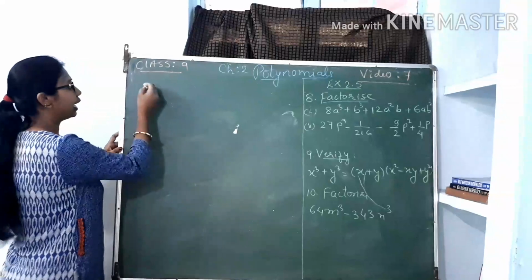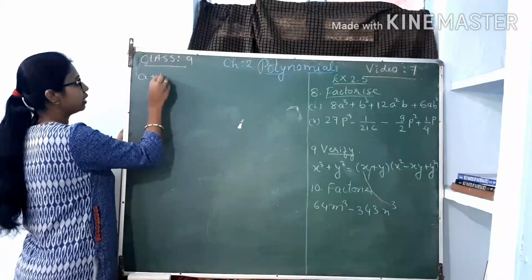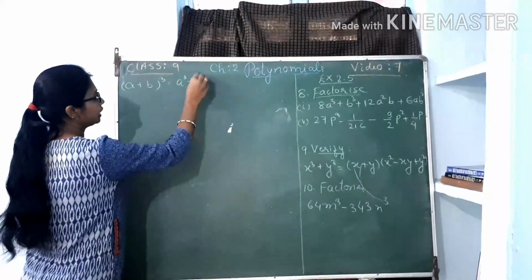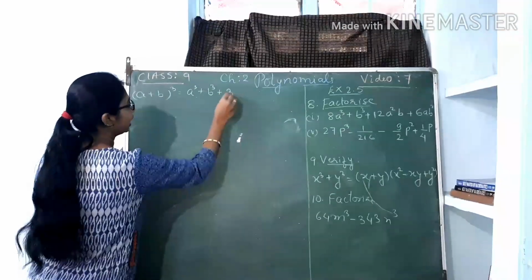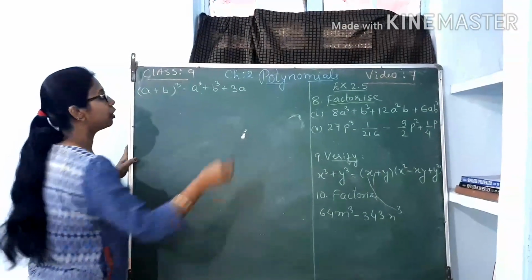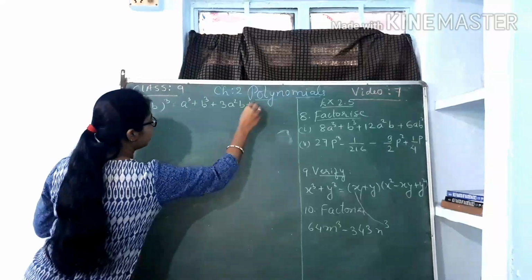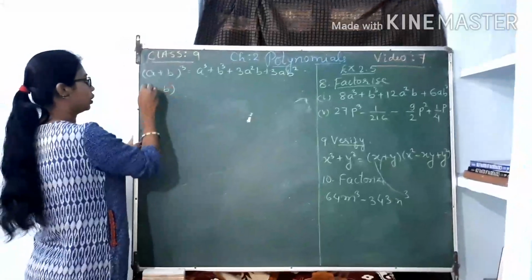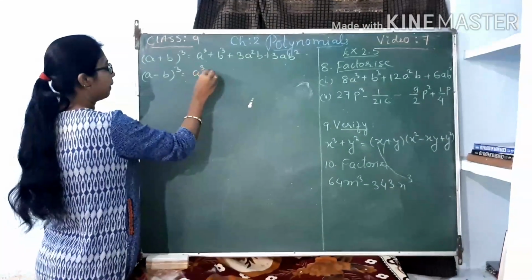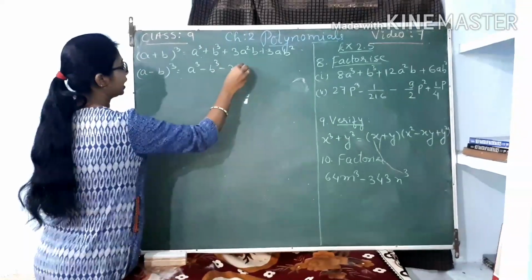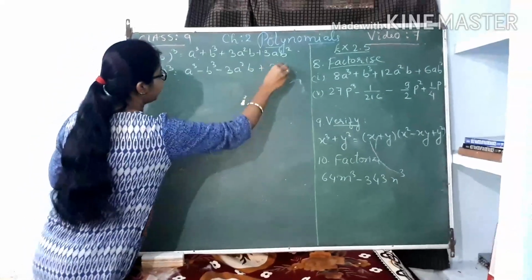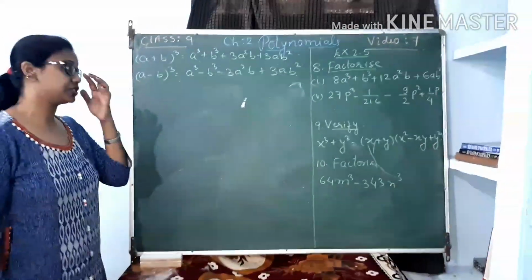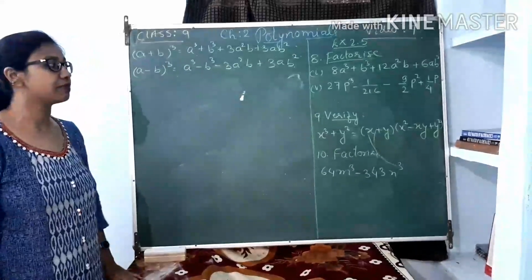We have done up to (a plus b) whole cube. We have used this identity as a cube plus b cube plus 3a square b plus 3ab square, I am writing the expanded form. The next was (a minus b) whole cube, which was a cube minus b cube minus 3a square b plus 3ab square, because negative times negative is positive. Some more questions based on these two identities we will discuss.